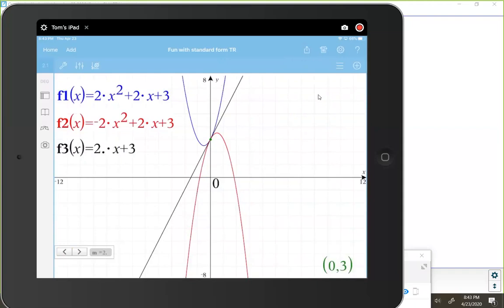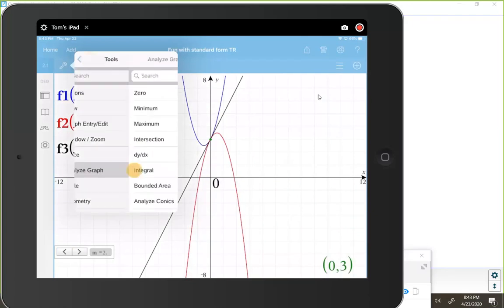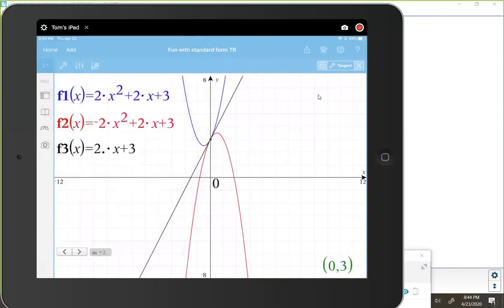But Curtis also suggested you can find the tangent line if you just go to the tools and go to geometry, points and lines, tangent line. And I want to know the tangent line to this blue curve through this green point, and look what it is. It's y equals 2x plus 3, but look at the equations.